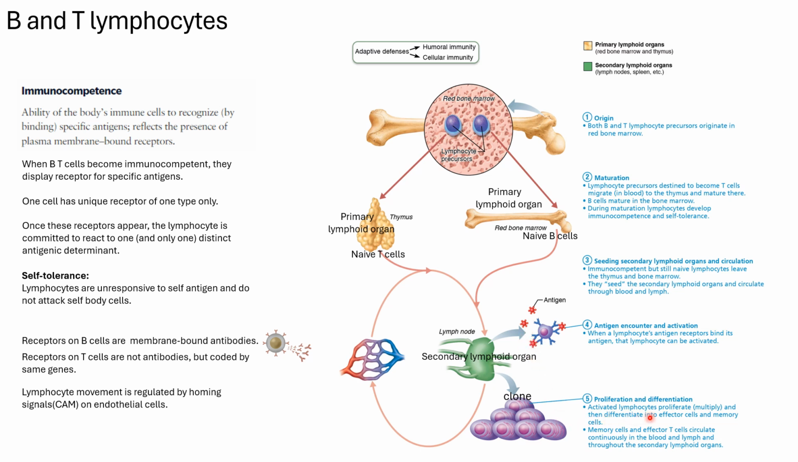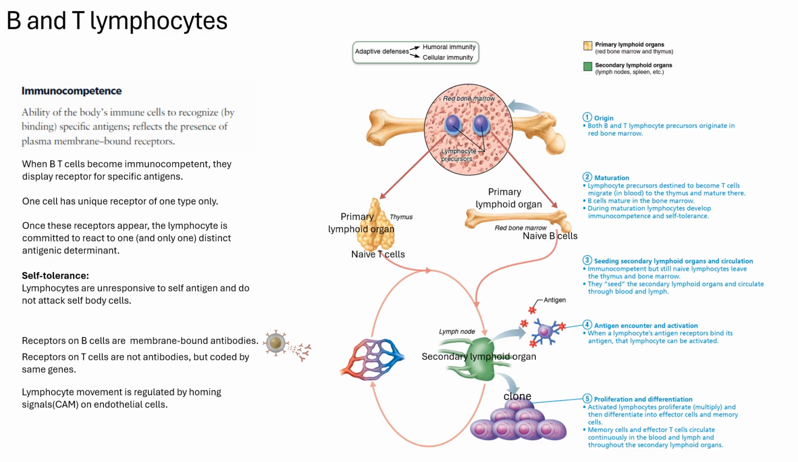So activated lymphocytes proliferate, multiply, and then differentiate into effector cells and memory cells. So they also become memory cells. Memory cells and effector T cells circulate continuously in the blood and lymph and throughout the secondary lymphoid organs.